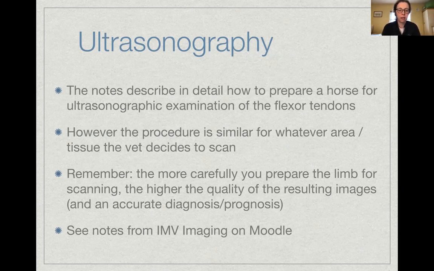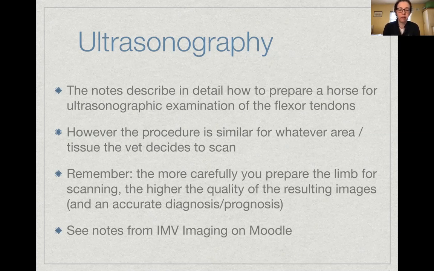Remember, the aim is to remove as much air and hair as possible between the head of the ultrasound machine and the horse's skin. Air and hair inhibit good image quality. The better a job we do at removing hair, at degreasing the skin, at allowing the gel adequate time to soak in, the crisper and sharper the image we'll obtain. So that's really important.